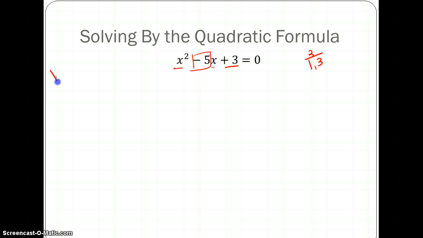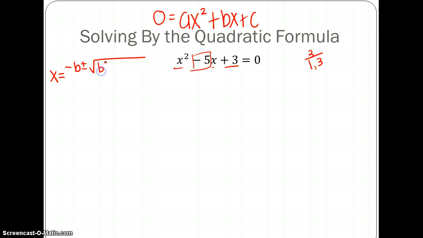So the quadratic formula says, if you have your equation in the form, and I'll write it up at the top, one side equal to 0, and you have ax squared plus bx plus c, where a, b, and c are just the numbers in front of x squared, x, and then the number by itself, then your answer x is equal to negative that b value plus or minus the square root of b squared minus 4ac. Notice all of that is under the square root, and then divided by 2 times a.